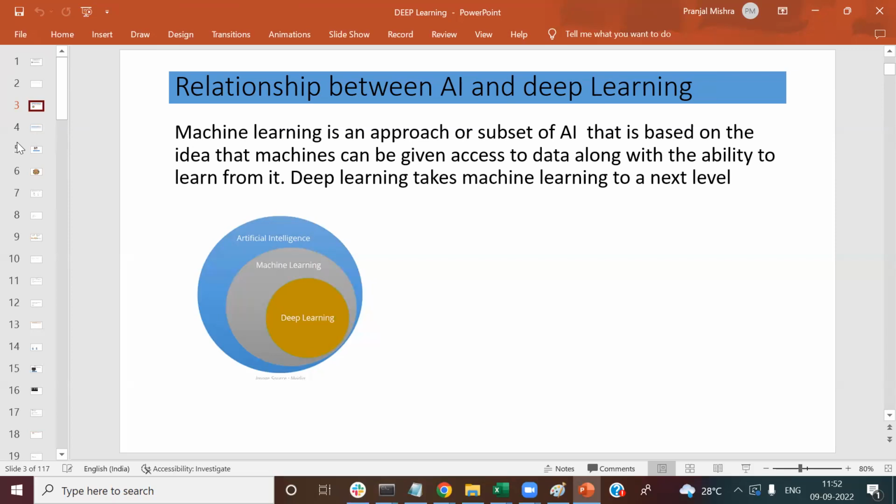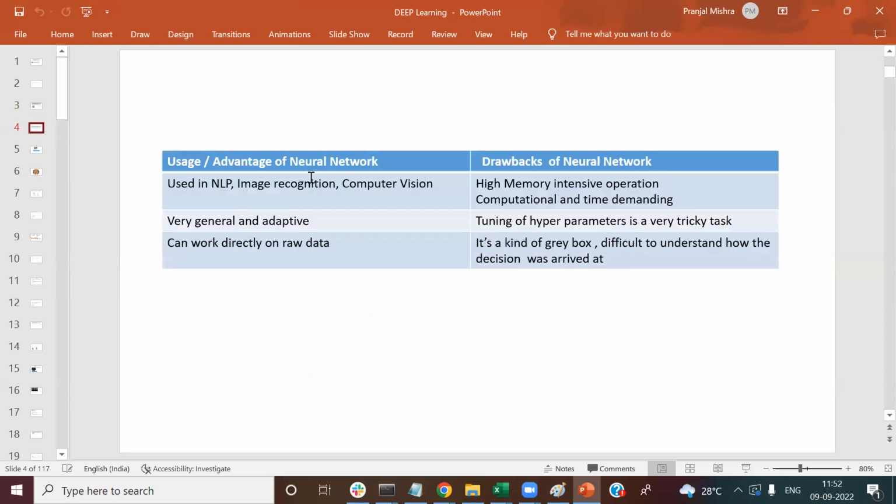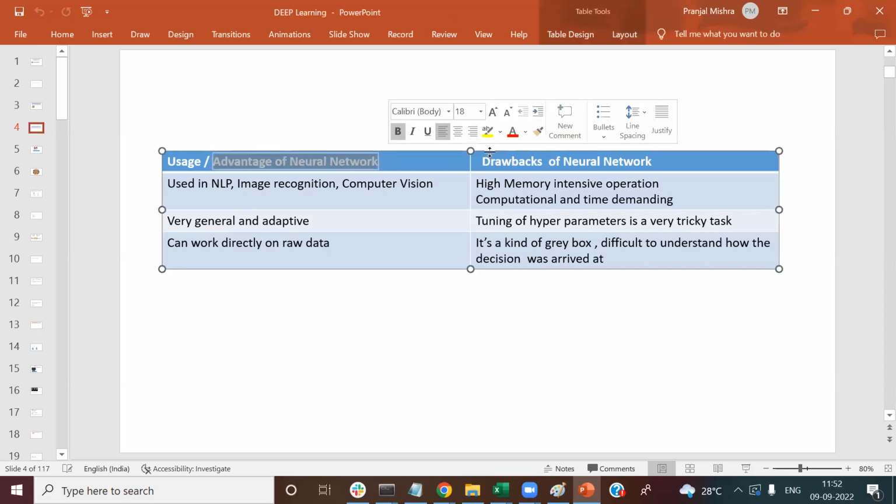Okay, fine. Let's move ahead. Now this is the important slide. Everyone will note down all the points of this slide. But just wait for a minute. Let's first discuss and then probably you make a note of it. Usage, advantages of neural network, and then you have the drawbacks of neural network. So what is the advantage? It is used in NLP, image recognition, and computer vision.